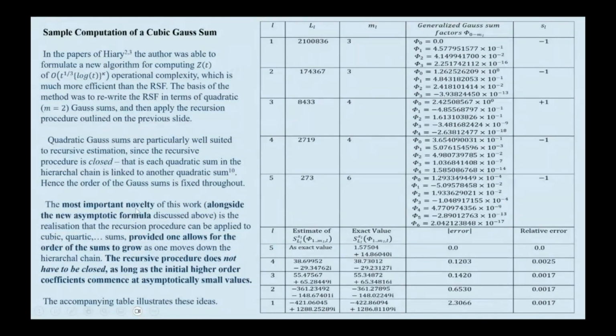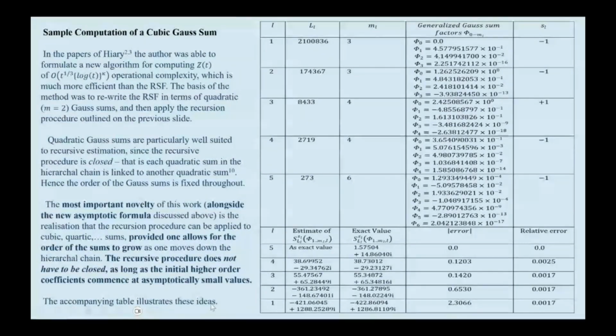The most important novelty of the work I've been doing in consultation with Ashley, apart from the asymptotic formula, is that you can apply this recursion procedure to more complicated sums, namely, say, cubic sums, provided one allows for the order of the sums to grow as you move down the chain. So the recursive procedure does not preserve the order. The order does not have to be closed, provided, as we've seen, the initial high order coefficients commence at asymptotically small values.